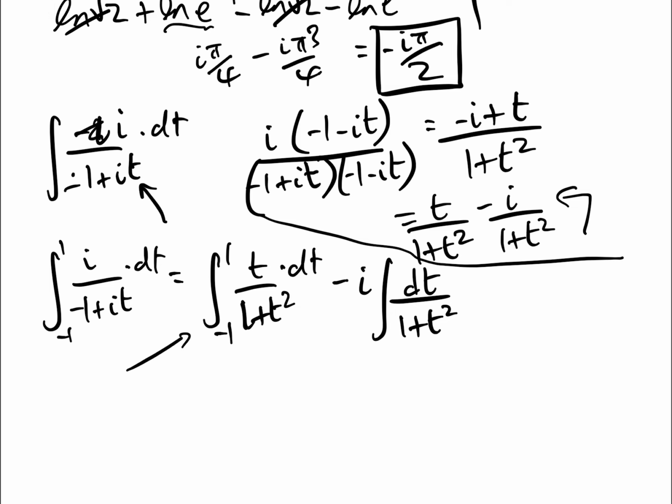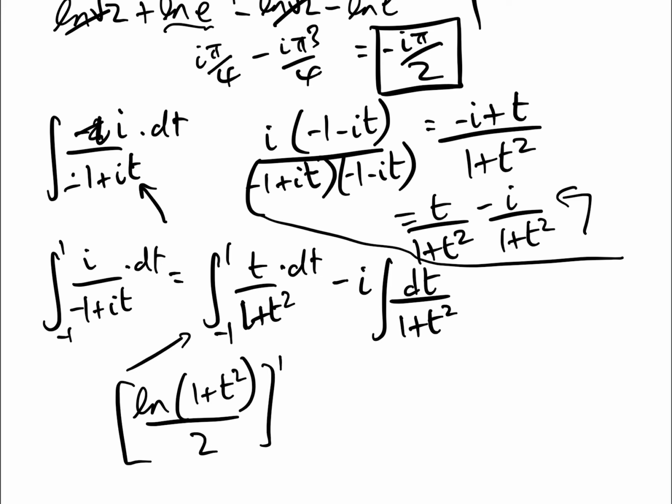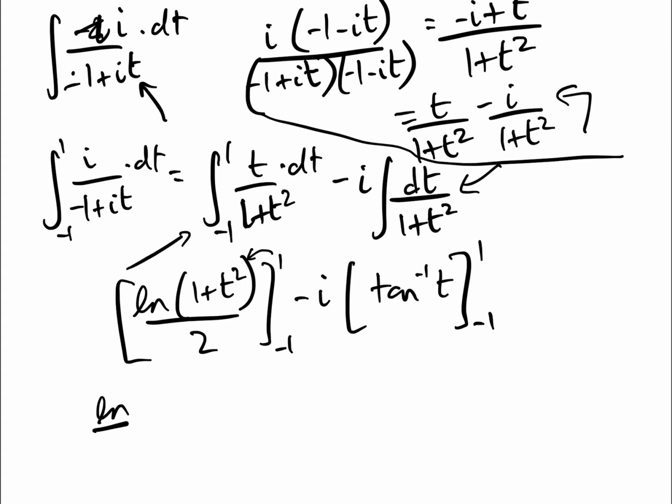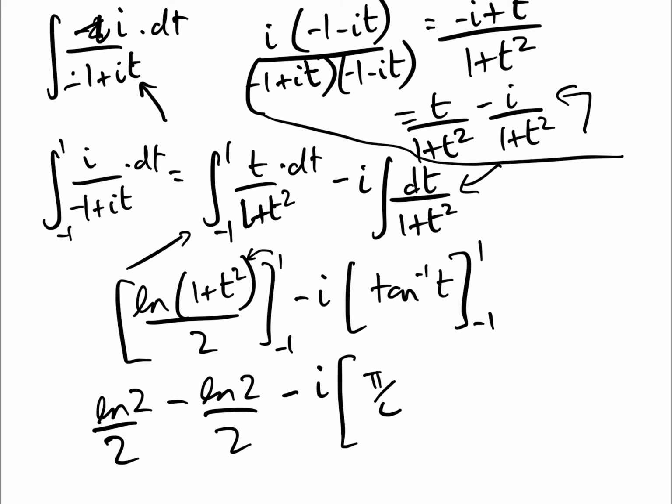Well, this one here is log of 1 add t squared over 2 between 1 and minus 1. Minus i, well, the integral of that is tan to the minus 1 of t between 1 and minus 1. Okay, so putting 1 in here, we get log 2 over 2 minus, putting in minus 1, log of 2 over 2, so that equals 0, minus i, tan to the minus 1 of 1 is pi over 4, minus tan to the minus 1 of minus 1 is minus pi over 4.